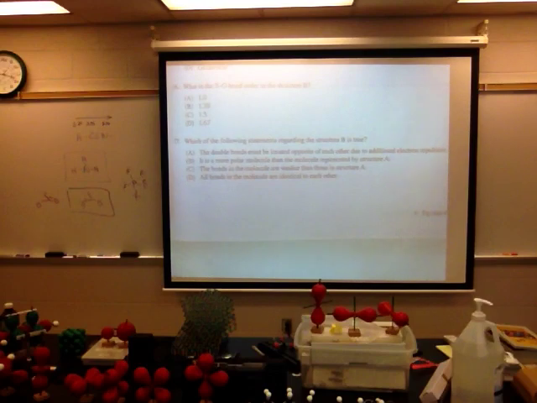Now, which of the following statements regarding structure B is true? The double bonds must be located opposite to each other due to additional electron-electron repulsions. It is more polar than the molecule represented by structure A. The bonds in the molecule are weaker than those in structure A. And all bonds in the molecule are identical to each other. Which one did you choose?